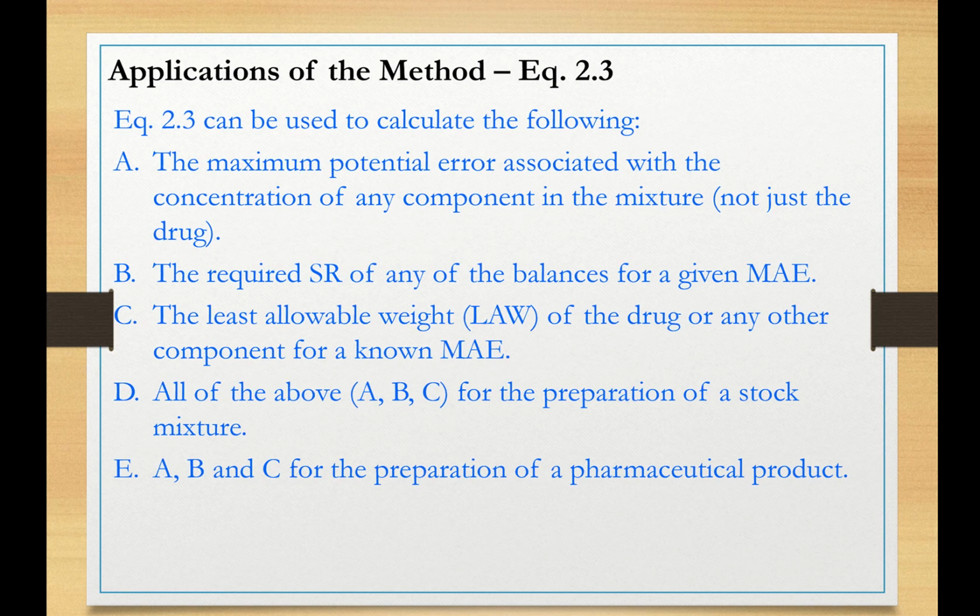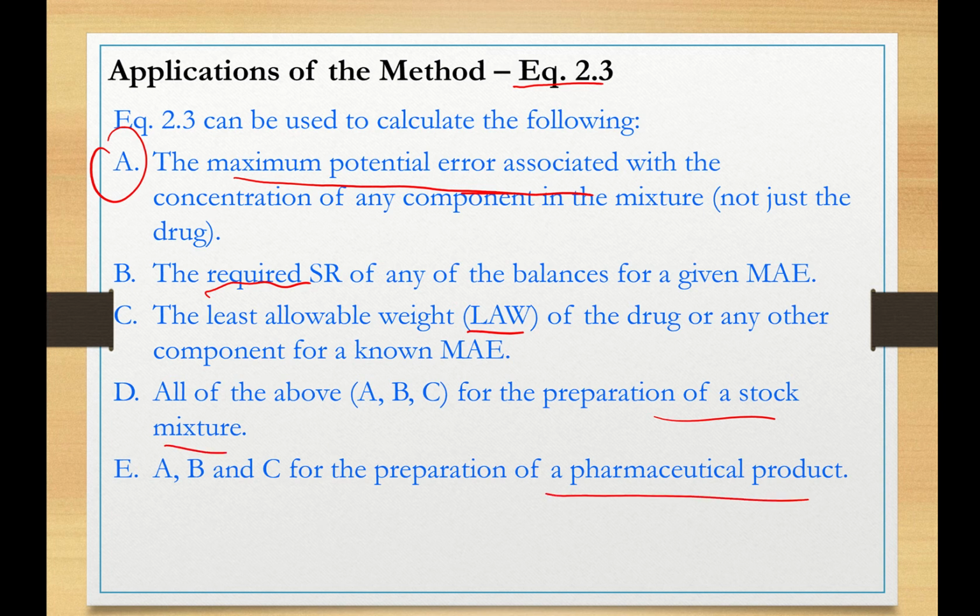Now we can use equation 2.3 to determine the maximum potential error associated with the concentration of any component in the mixture, not just the drug, to determine the required SR of any of the balances we use to weigh the components of the mixture, and to determine the least allowable weight of the drug or any other component within the mixture. We can do all three also for the preparation of a stock mixture or a pharmaceutical product. A pharmaceutical product carries an additional error, and we're going to see one example at the end of today's lecture.